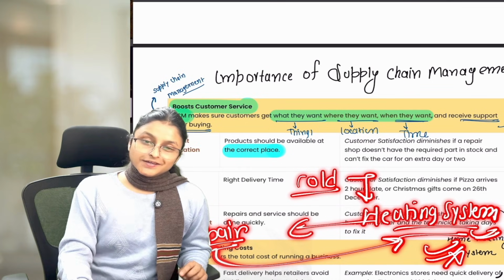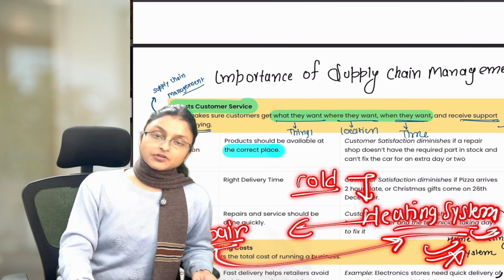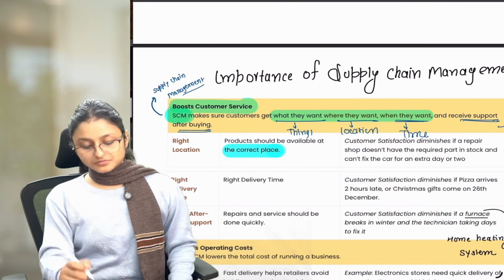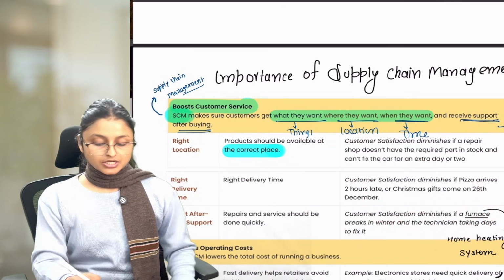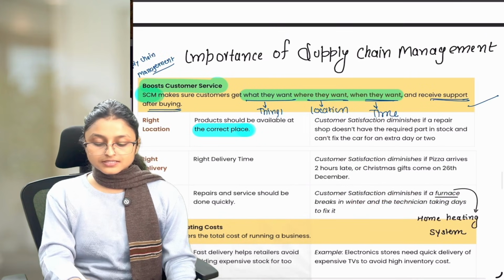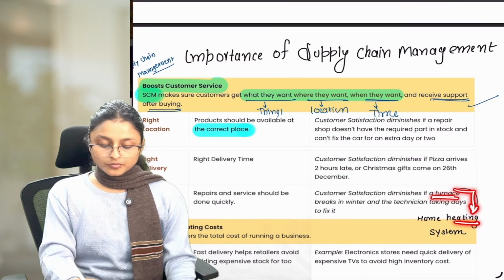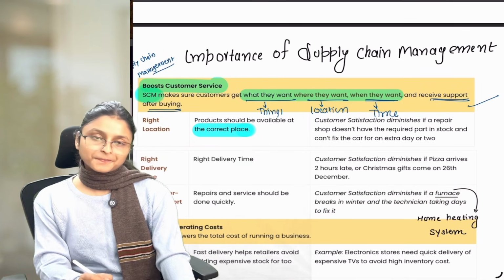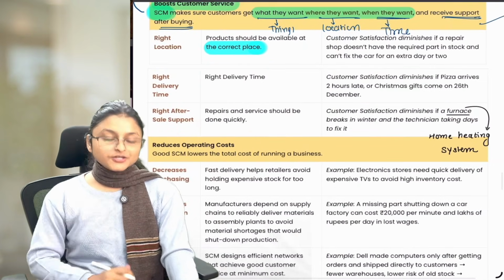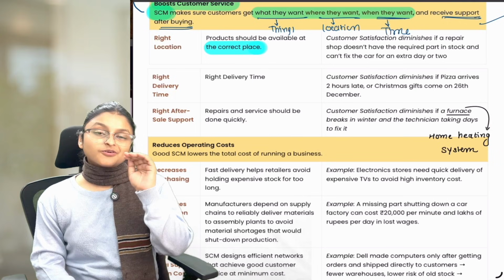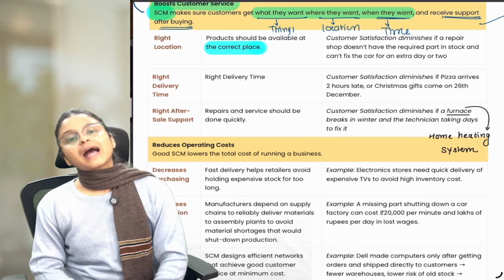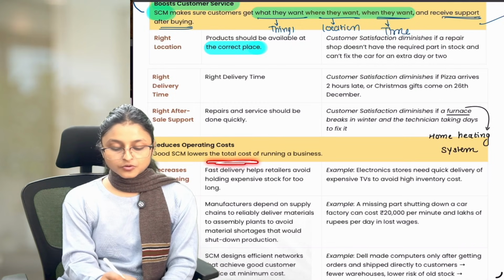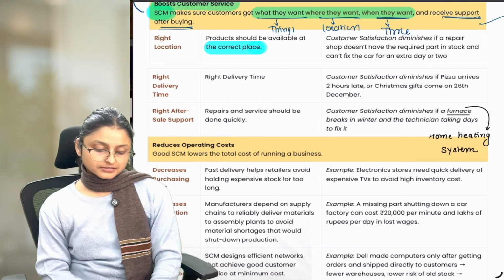After sales, if there is any maintenance or repair of the product, that should also be provided on time, or else customer satisfaction will diminish. Customer satisfaction diminishes if a furnace, that means home heating system, breaks in winter and the technician takes time to fix it. Then next, reduces operating cost. Our operating cost is reduced. How does it get reduced? Good supply chain management lowers the total cost of running a business.